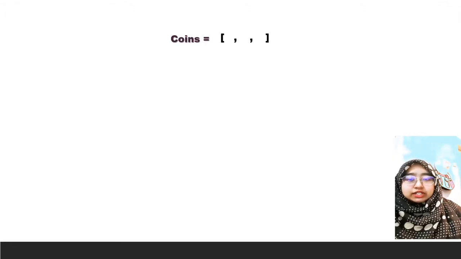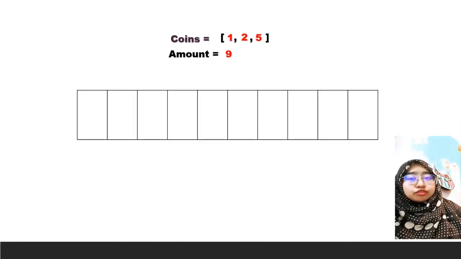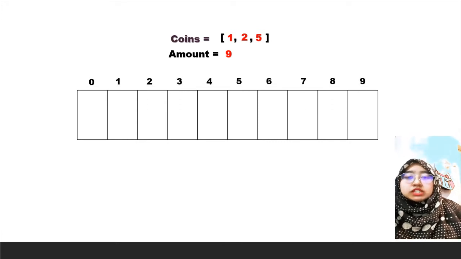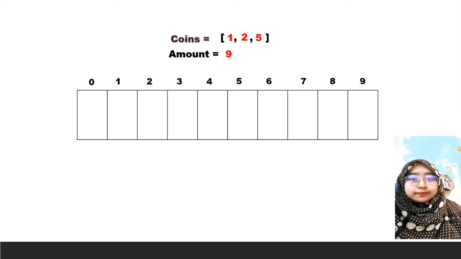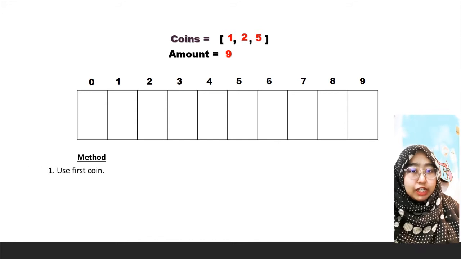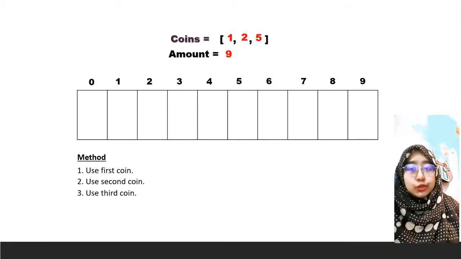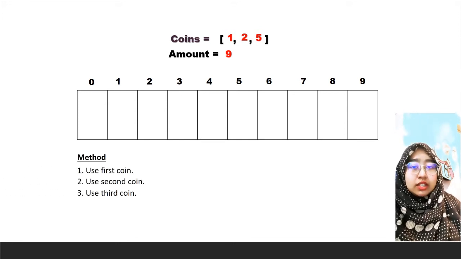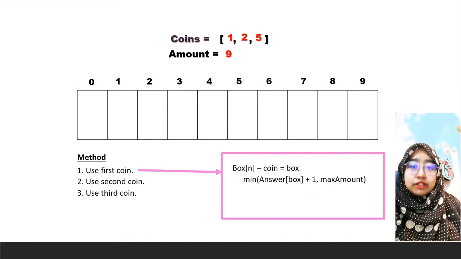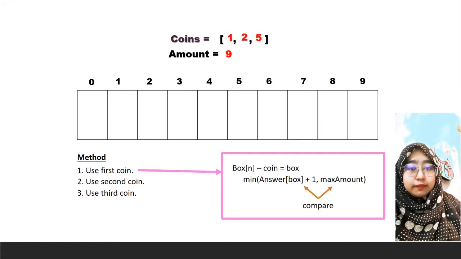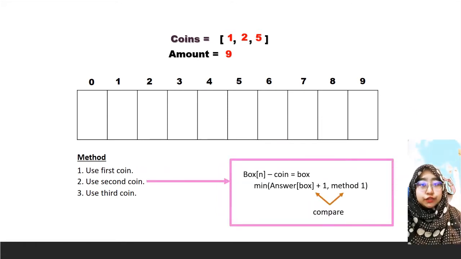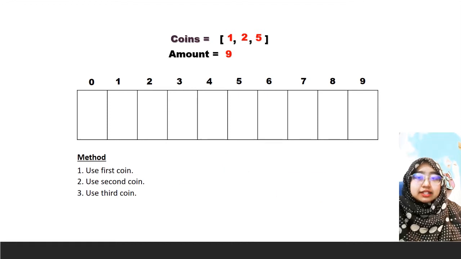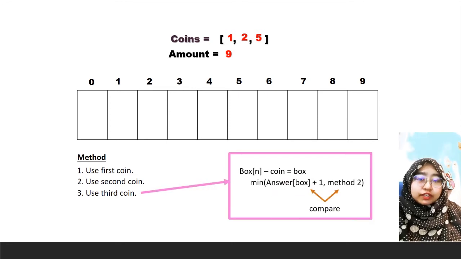This is the question that uses 3 coins: 1, 2 and 5. The amount that we need is 9. We have to draw a box from 0 to 9. The method that will be used is to use the first coin, then the second coin, and then the third coin. Here is the solution for the first coin. This is the solution for the second coin. This is the solution for the third coin.